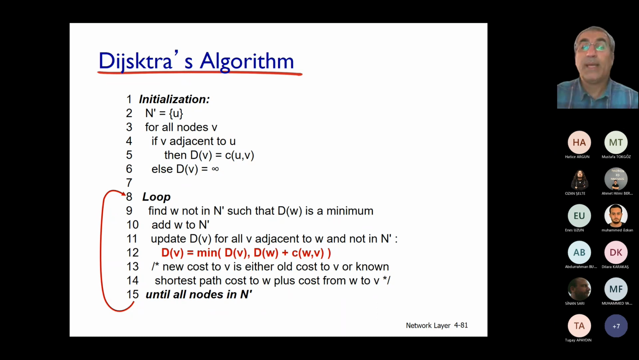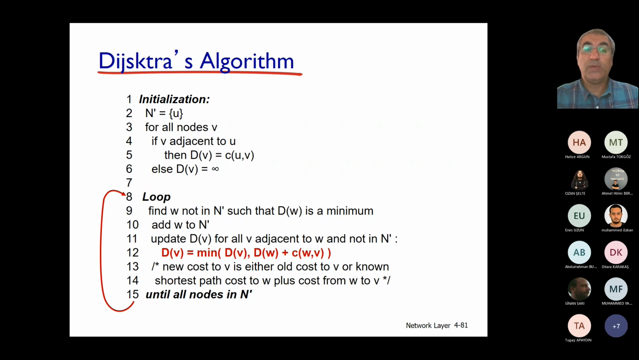And then we move to the iteration loop process in order to find W that is not in the N prime set such that D of W is a minimum. And then we add the W to the N prime, and then we need to update this D of V for all the V nodes that are adjacent to W and not in the N prime set.